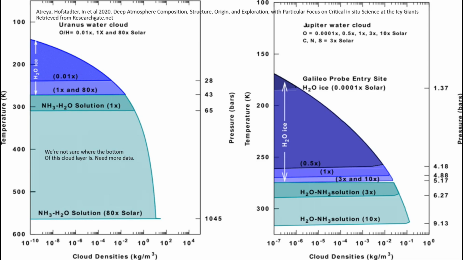Now, below that, we're not exactly sure how much water is present on Uranus and Neptune. That's because we've only had one good mission to it. That's Voyager 2. So we really need more data to figure out how much water is present and how deep a water cloud actually could persist. There are some models out there that say that it could, in theory, persist all the way down to 1,045 Earth atmospheres.